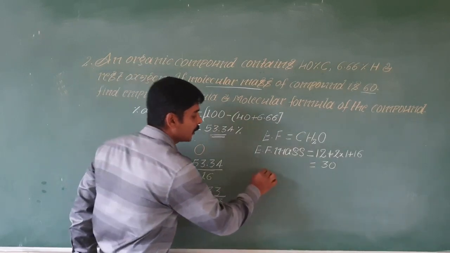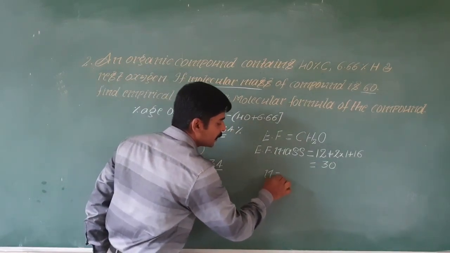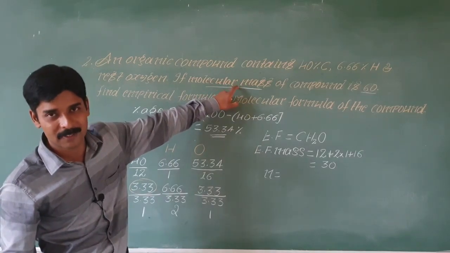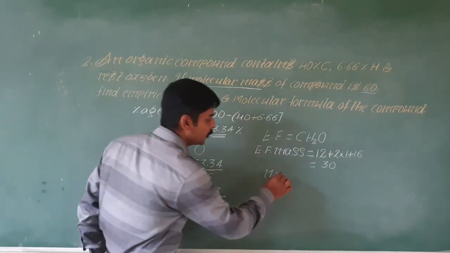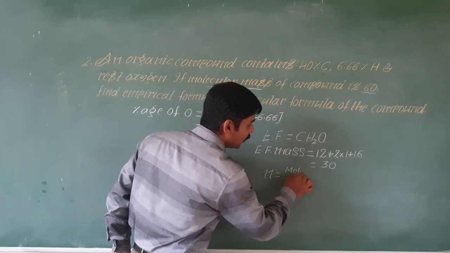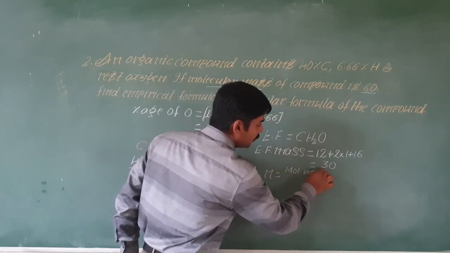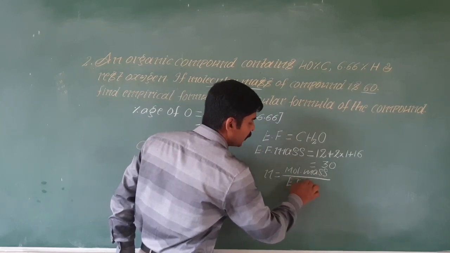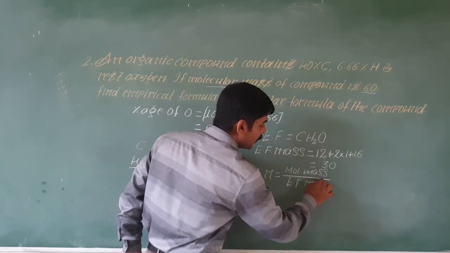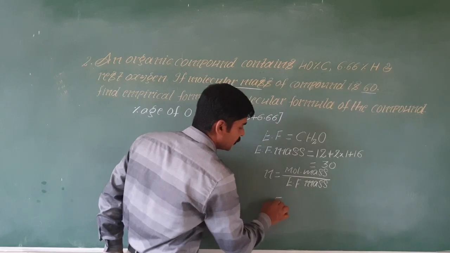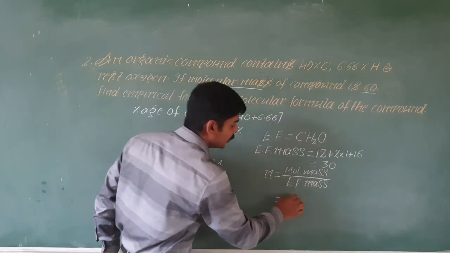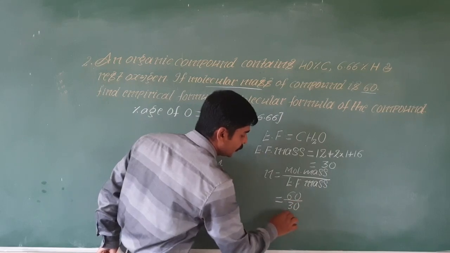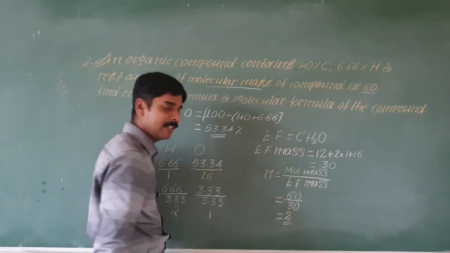Next you must find the value of N. In this case, whether vapor density is given or molecular mass is given. Molecular mass is given. So you must find the value of N by using the formula molecular mass divided by empirical formula mass. What is the molecular mass that is given? 60 divided by 30. This is equal to 2. So the value of N is 2.